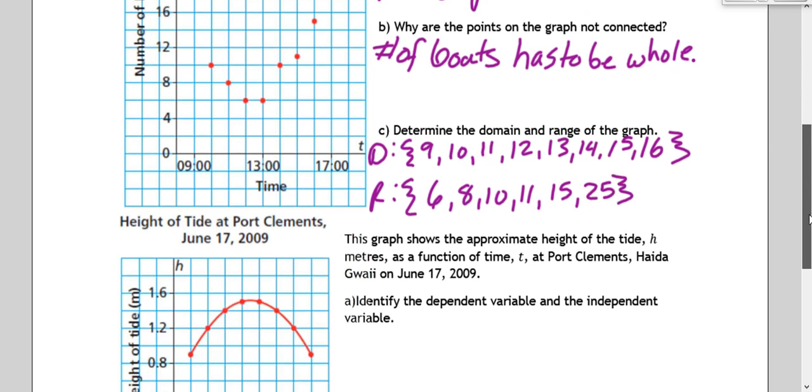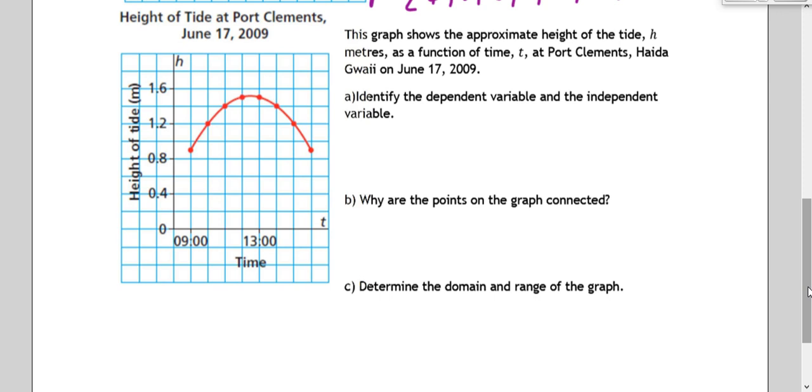Okay, let's do this next one. This graph shows the approximate height of the tide as a function of time on June 17th. Identify the dependent and the independent variable. The dependent variable is h, and the independent variable is t. The points in the graph are connected because we can have 0.9 of a tide, 1 point of a tide. So we don't need whole values.